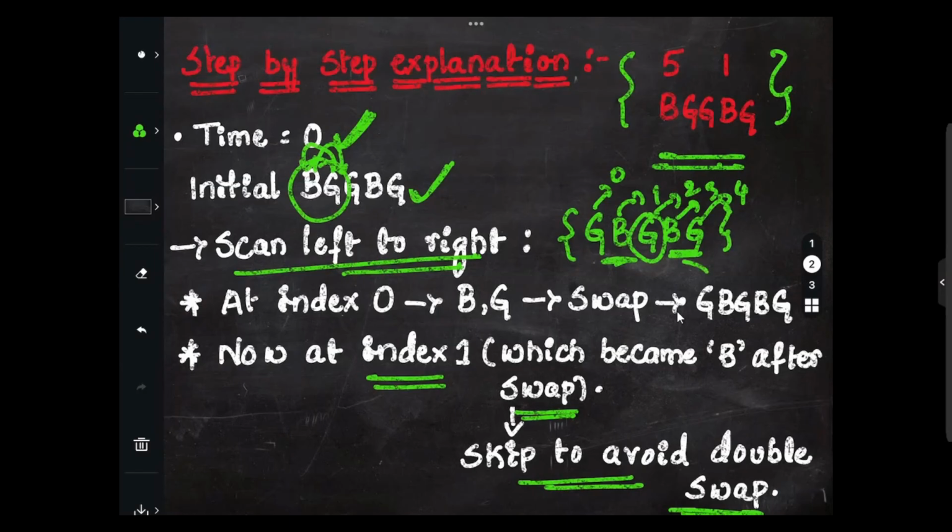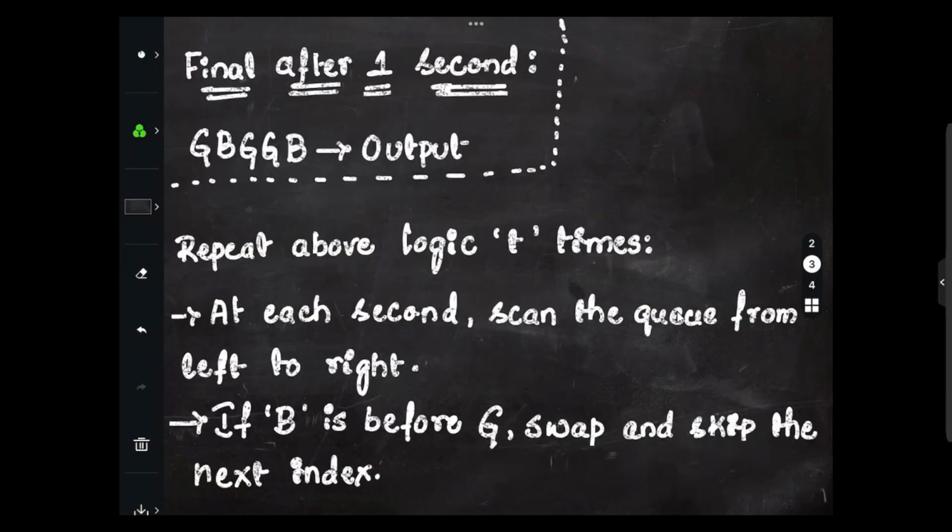So this will be GB, G, GB, right? After 1 second, this remains same itself. This becomes basically GB, GGB, right? So the final output. So final after 1 second, the output that we got is GB double GB, right?